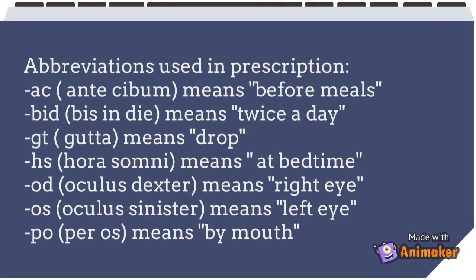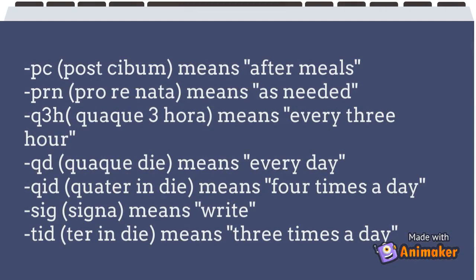Abbreviations used in prescription are AC, ante cibum, means before meal; BID, bis in die, means twice a day; GT, gutta, means drop; HS, hora somni, means at bedtime; OD, oculus dexter, means right eye; OS, oculus sinister, means left eye; PO, per os, means by mouth; PC, post cibum, means after meal.